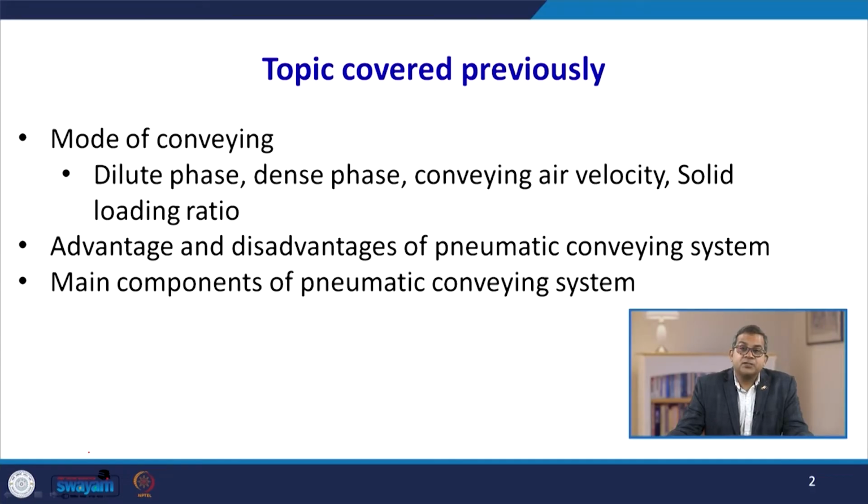Welcome to the conveying system types. Previously we were discussing the various modes of pneumatic conveying. We discussed the basic philosophy of pneumatic conveying, the dilute phase, dense phase, conveying air velocity, solid loading ratios, etc. In the previous lecture, we also discussed the advantages and disadvantages of the pneumatic conveying system, apart from the main components of the pneumatic conveying system.